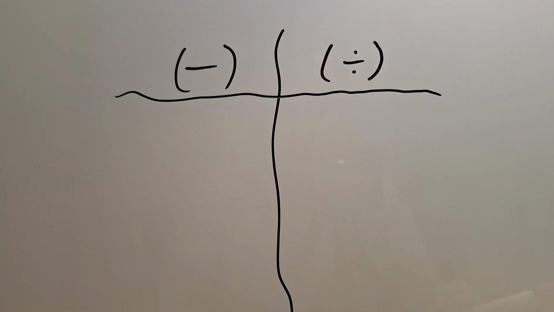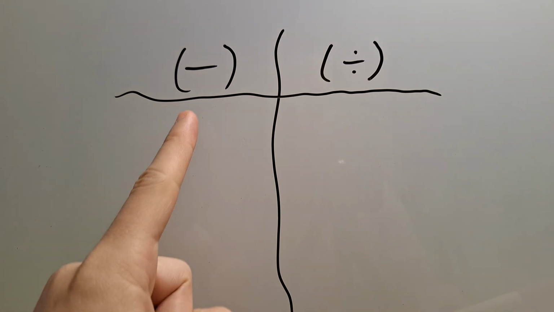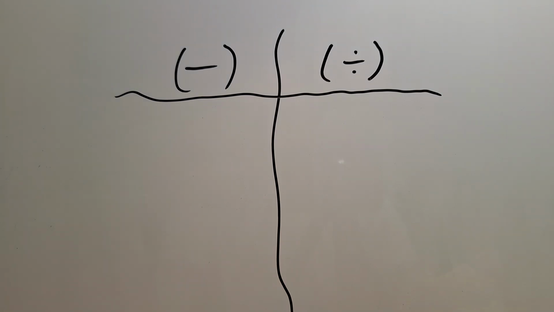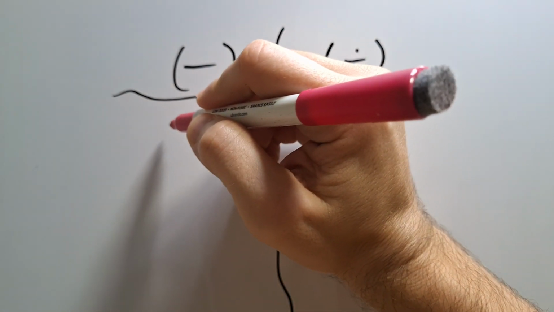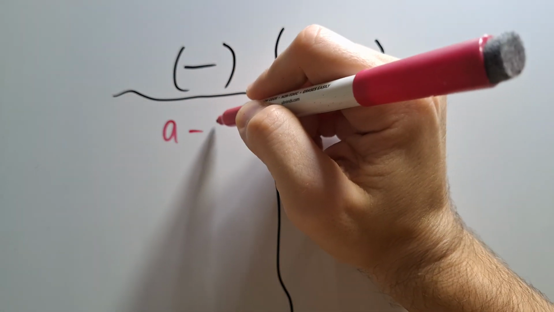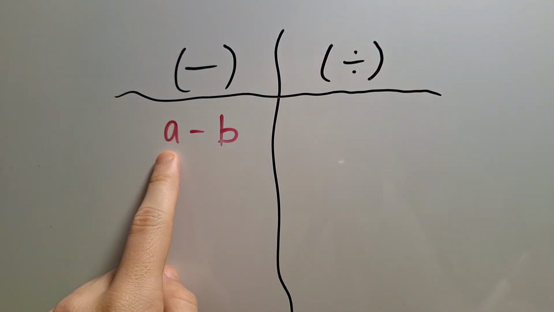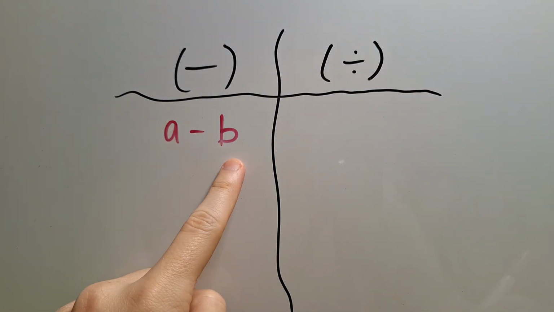Hello everyone, in this video I'm going to give you the second part to my expression translation guide. Here we're going to focus on subtraction and division. So we'll start with subtraction first. These tend to be a little bit more difficult to translate, but I'll do my best to make this as clear as possible. So A minus B.